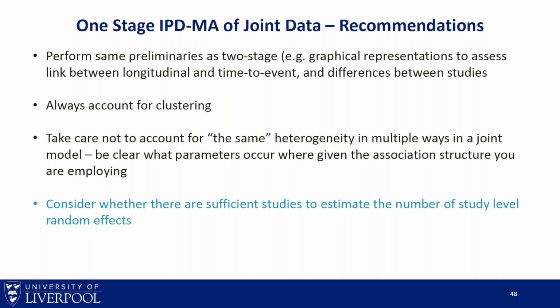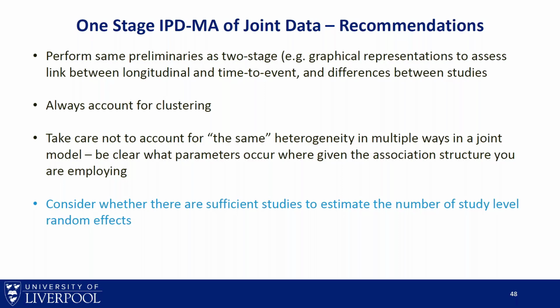However, due to the structure of a joint model, with parameters shared across submodels, care must be taken not to account for the same between study heterogeneity twice. So imagine you included a study level treatment effect in your longitudinal component, and a fixed treatment effect interacted with study membership in your time to event component. Through the association structure, you'd have two parameters actually modeling the same thing.